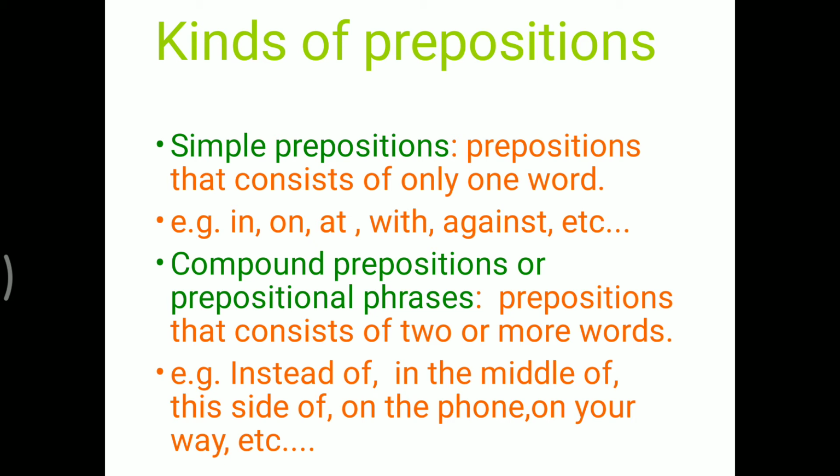The second type is the compound preposition, also called a prepositional phrase. It means prepositions that consist of two or more words. For example, instead of, in the middle of, this side of, on the phone, on your way. When we look at these prepositions, we come to know that in each preposition there are two or more words.